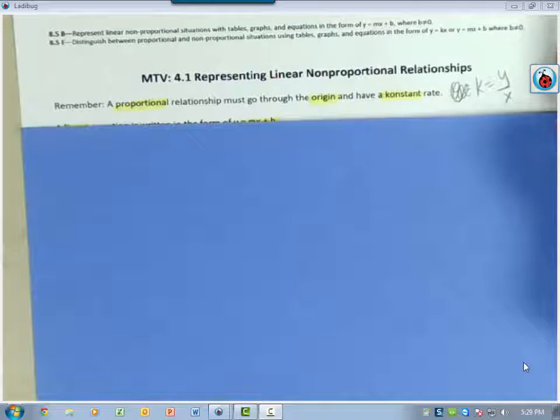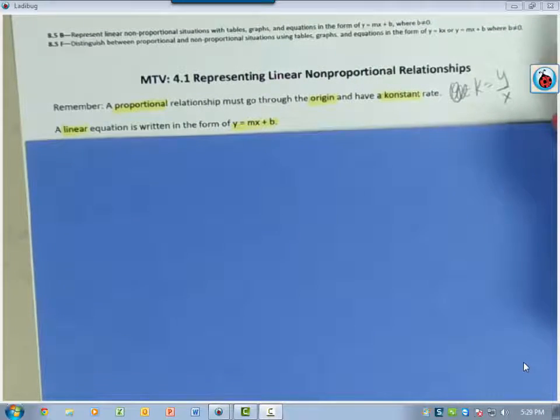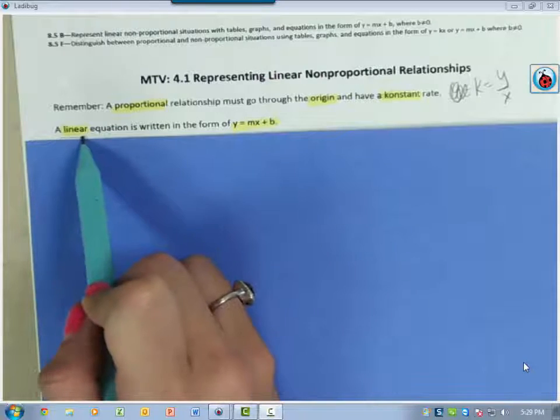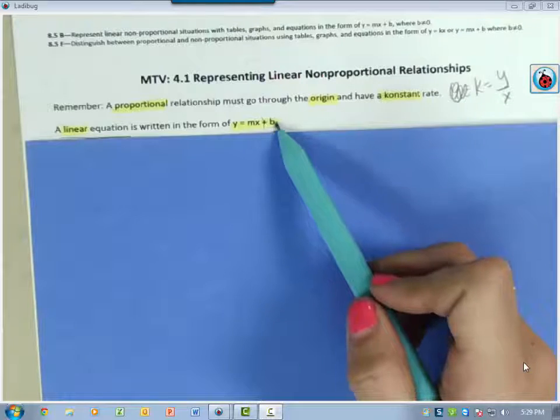Alright? Also, a linear equation, that's a new word. Linear equation just means an equation that's with a line. It's written in the form of y is equal to mx plus b. We've kind of seen something like that, but we're adding a new element. We're adding this plus b part.